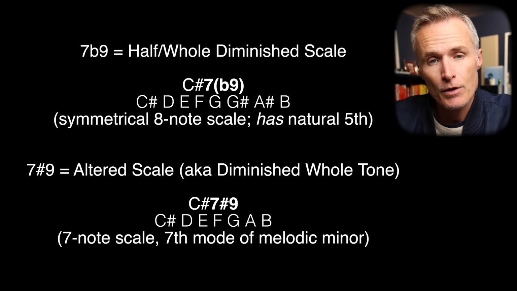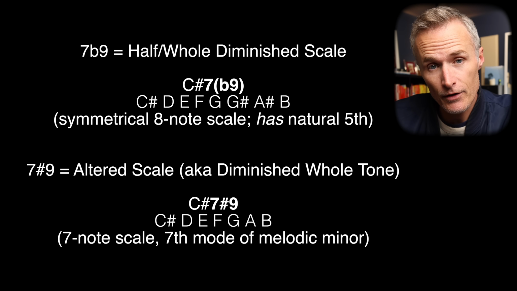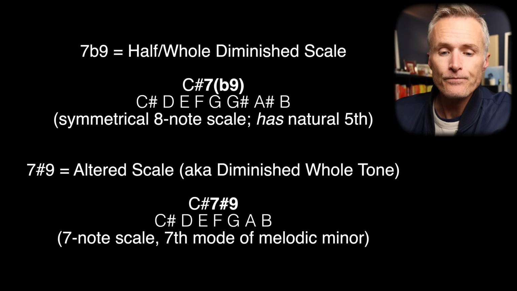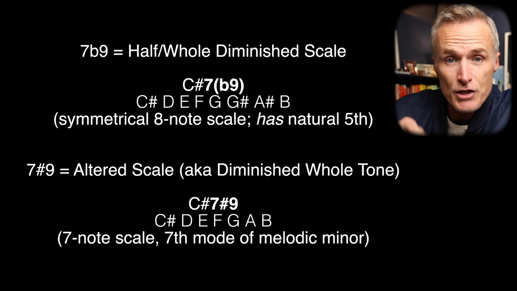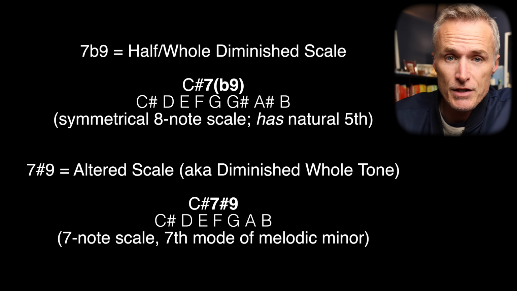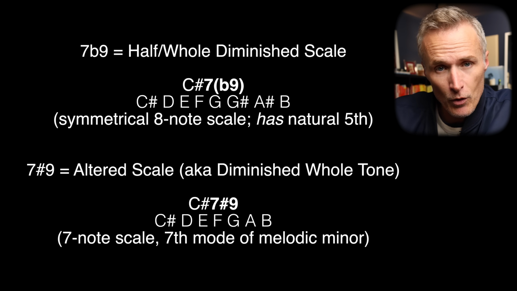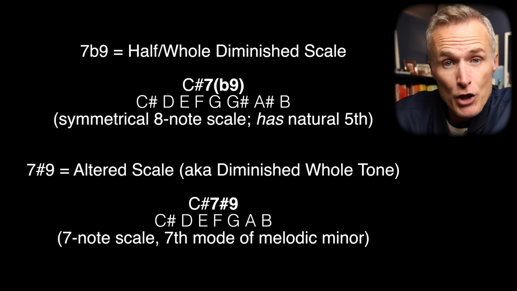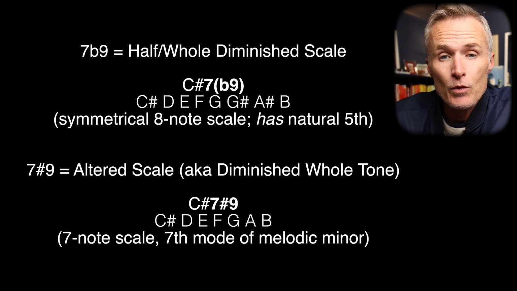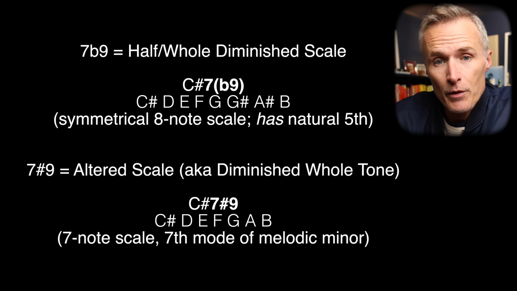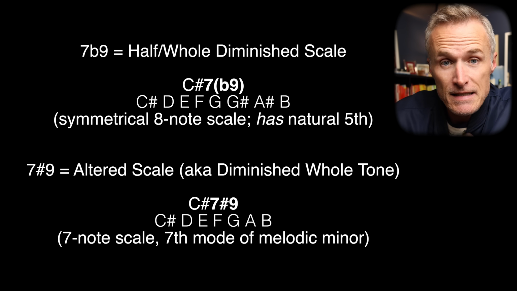When you see dominant 7, flat 9, you can't go wrong really using the half whole diminished scale. So this is different than if you saw a chord that said like C sharp diminished, then you would start the diminished scale and you would go whole step, whole step, etc. But when you see C sharp 7, flat 9, you want to play diminished starting with a half step. So C sharp, D, E, F.